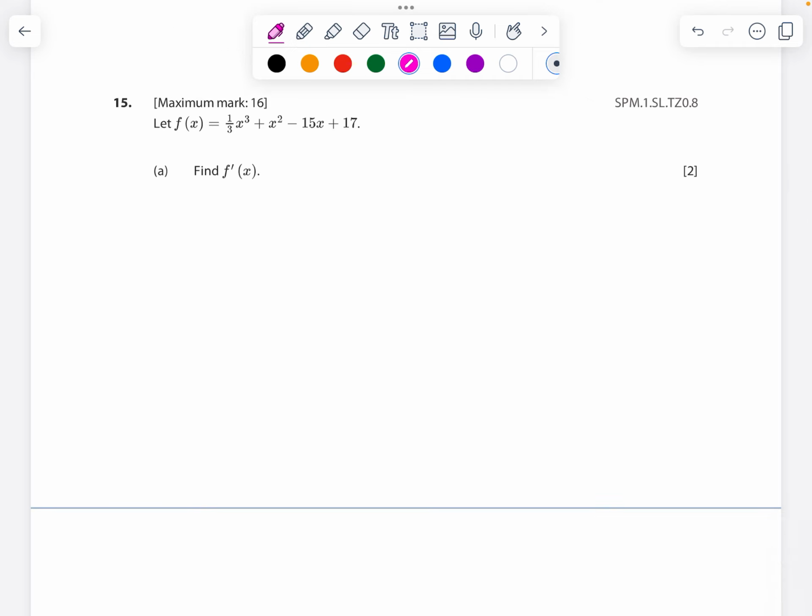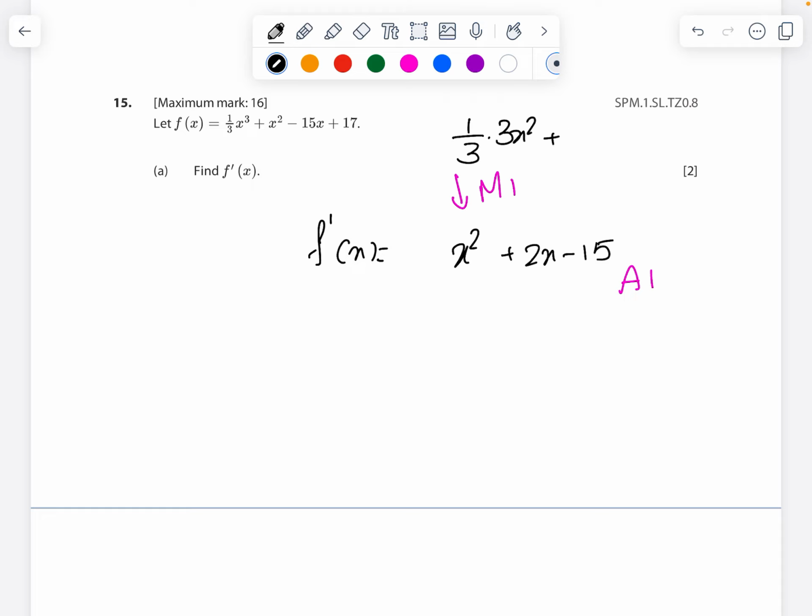Question number 15. Find f prime x. F prime x equals x square plus 2x minus 15. So this is method 1 and also accuracy 1. So for method 1, how can I do? 1 upon 3 times 3x square plus 2 times x minus 15 plus 0.